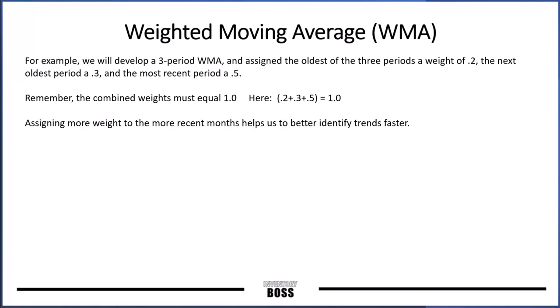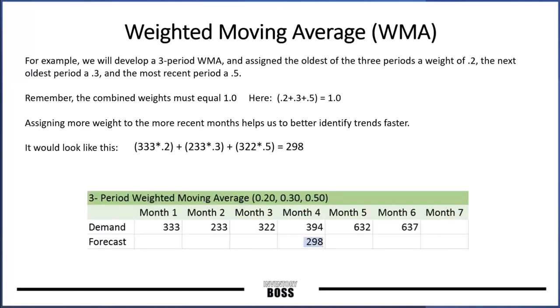Now, assigning more weight to the more recent months helps us identify the trends quicker, so that would also concurrently shorten the lagging period. And it would look like this. Period 1, the 333 units times 0.2, then the 233 units times 0.3, and then the 322 units times 0.5, which gives us 298.